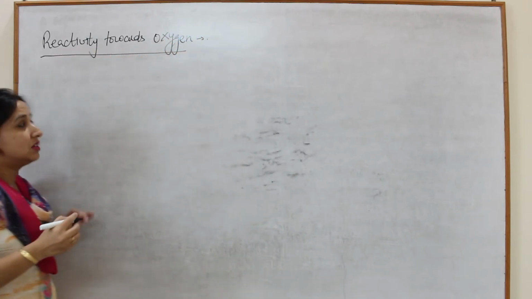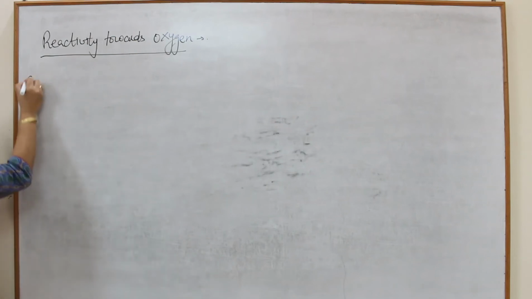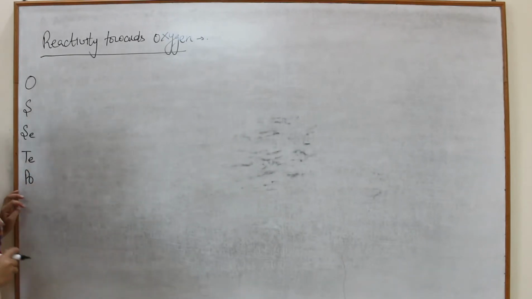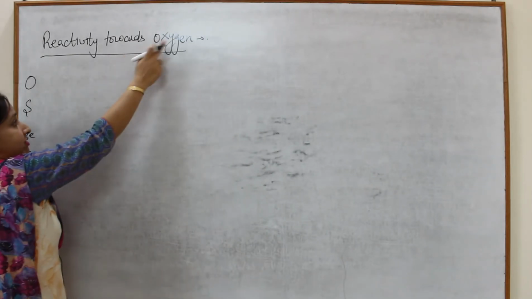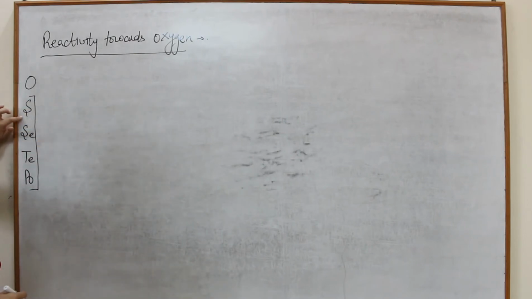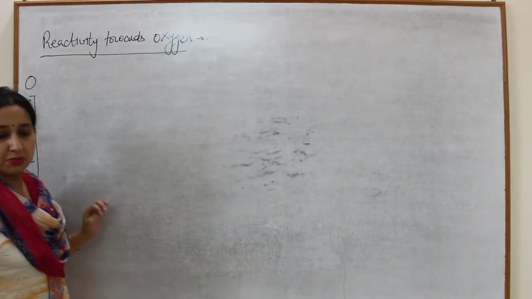Reactivity towards oxygen. Group 16 has oxygen, sulfur, selenium, tellurium and polonium. So reactivity towards oxygen, we will discuss only these. Among these, the reaction of sulfur with oxygen is most important.